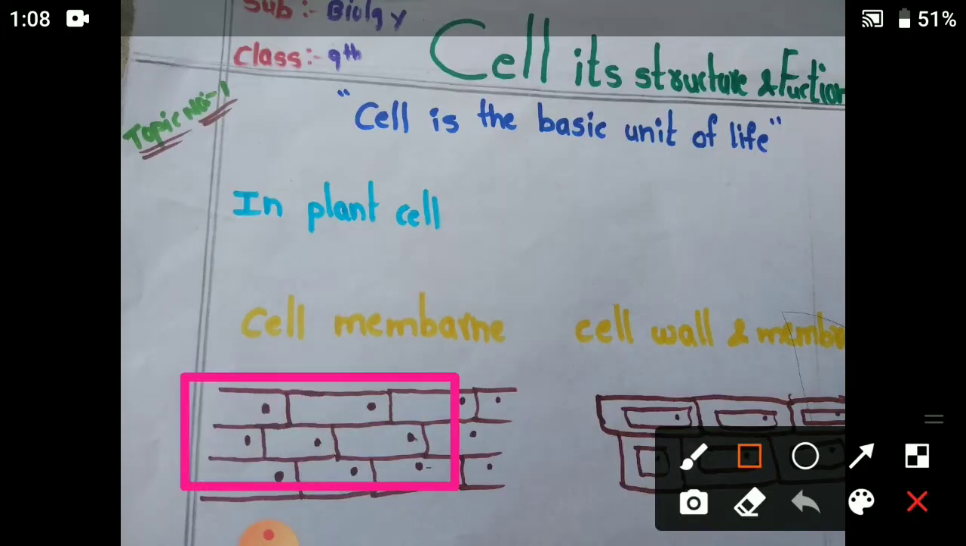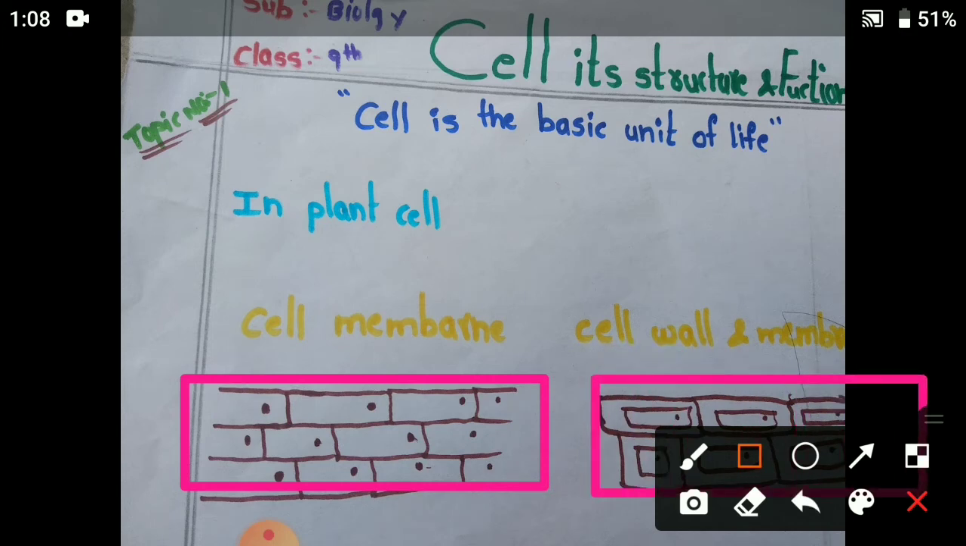Under the microscope we were able to see the cell wall and the cell membrane like this. This is a cell wall and this is the cell plasma membrane. The cell membrane is also called the plasma membrane.